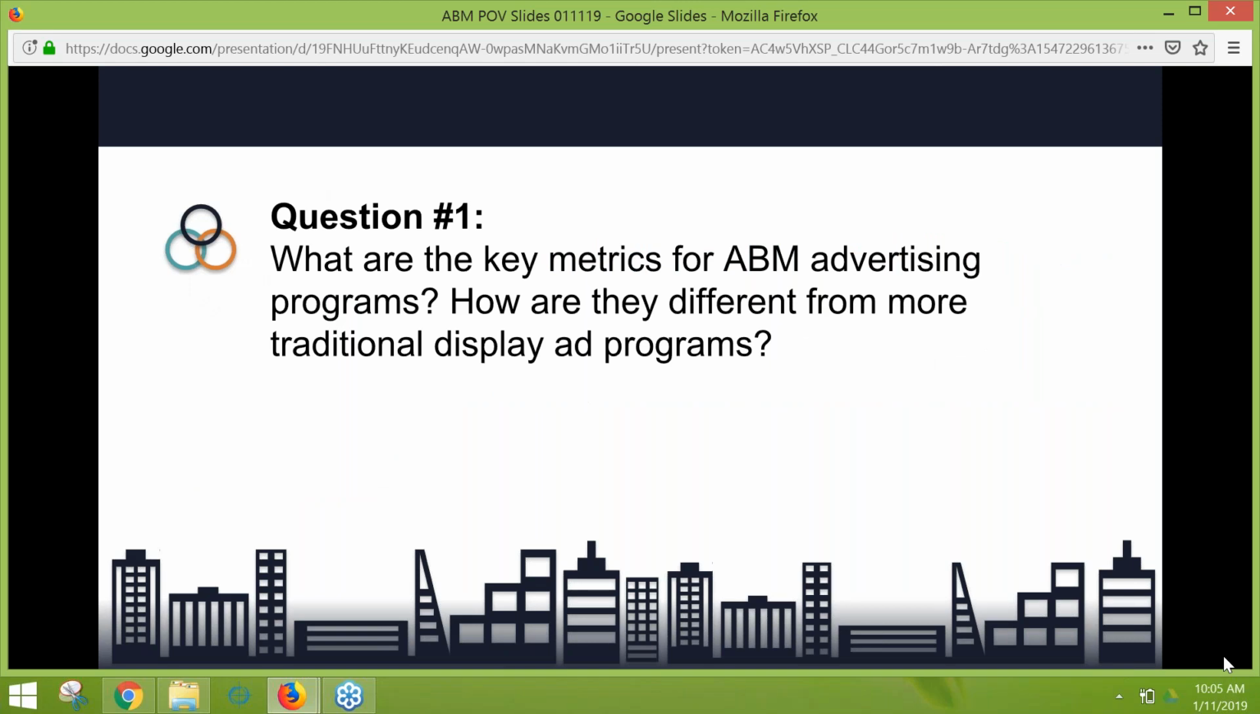So our first question for today is, what are the key metrics for ABM advertising programs, and how are they different from more traditional display ads? The reason I wanted to cover this topic is that more often than not, people go into ABM advertising expecting it to be cookie cutter and fit into their existing dashboards, their existing metrics, and most importantly, their discussions with executives within their organizations in terms of how they should be measuring these programs. So with that, Mani, I'd love to cover this topic with you.